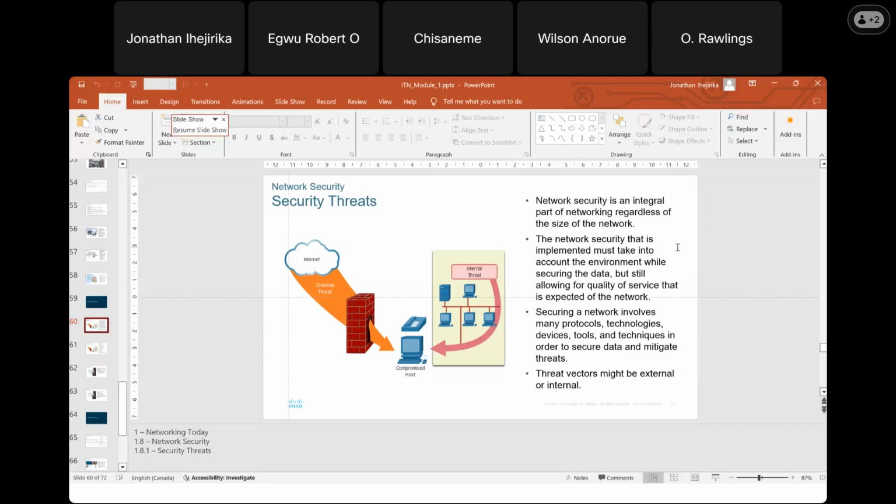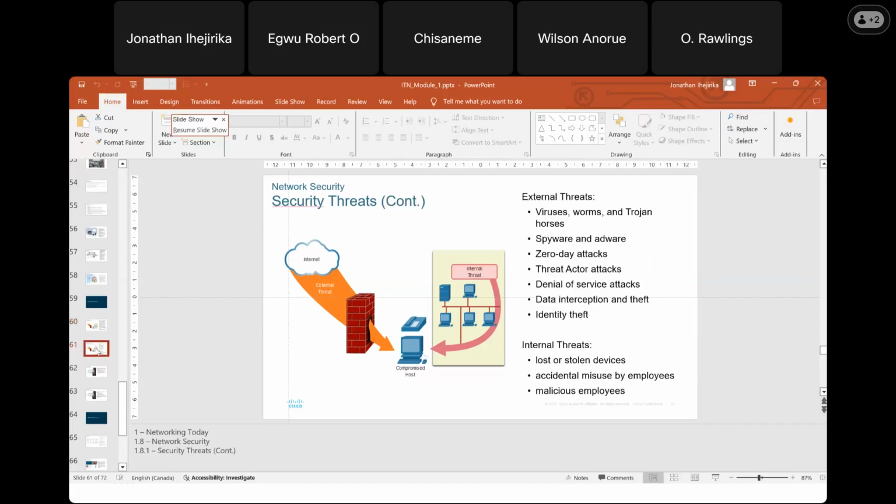Yes, the importance of securing our network. So external threats could be worms, viruses, and even Trojan horses. We also have spyware and adware, zero-day attacks, threat actor attacks, DoS, that is denial of service attacks, then data interception and theft. We also have identity theft. All these are external threats.